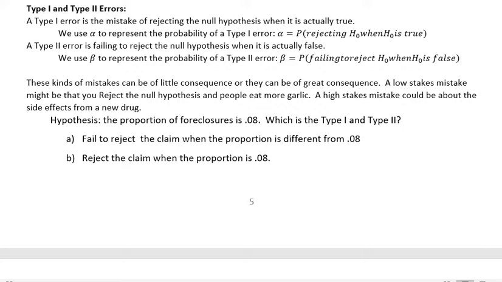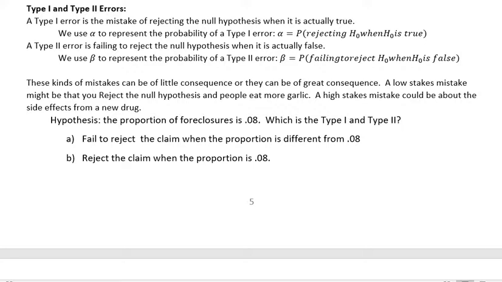A type 2 error is failing to reject the null hypothesis when it's actually false. We use beta to represent the probability of a type 2 error. Beta is the probability of failing to reject the null hypothesis when the null hypothesis is false.